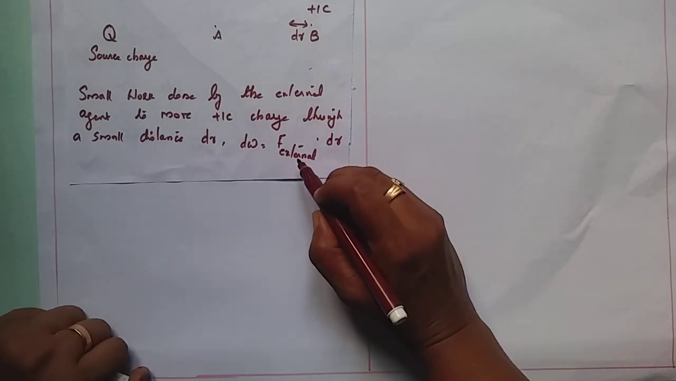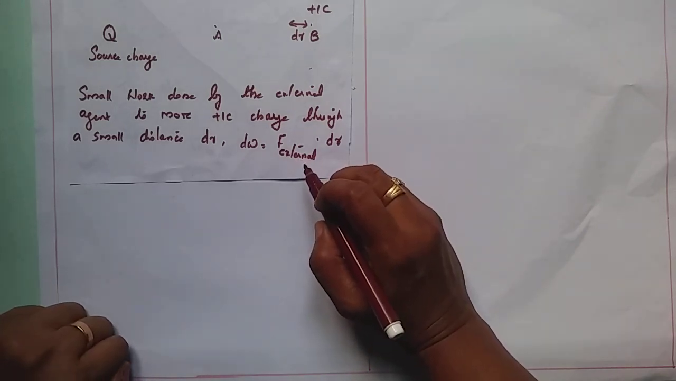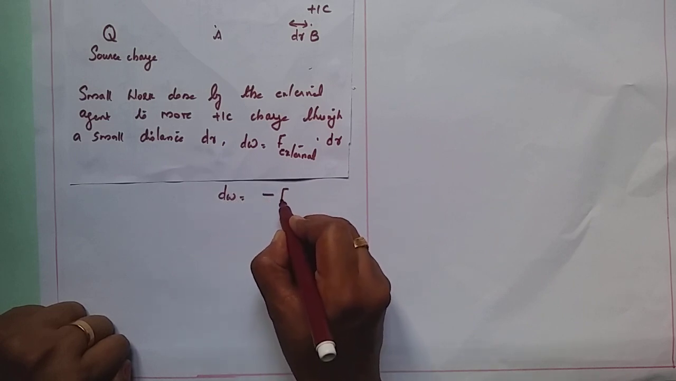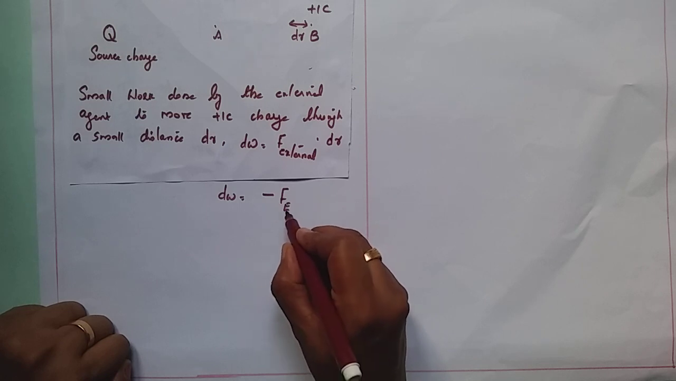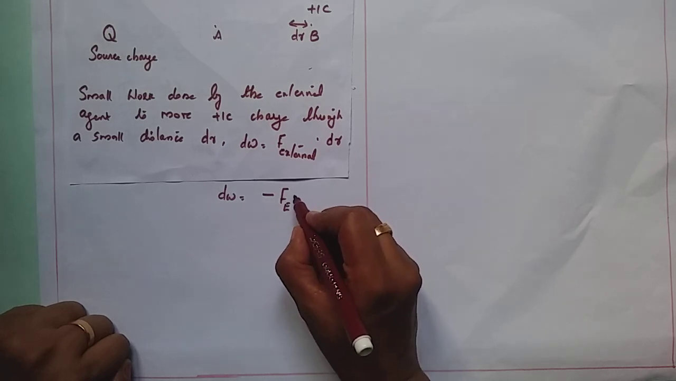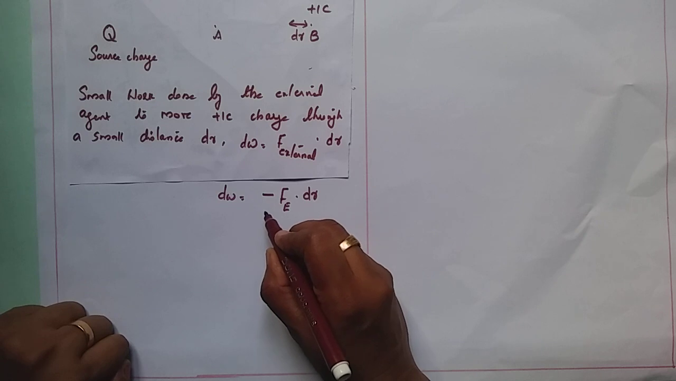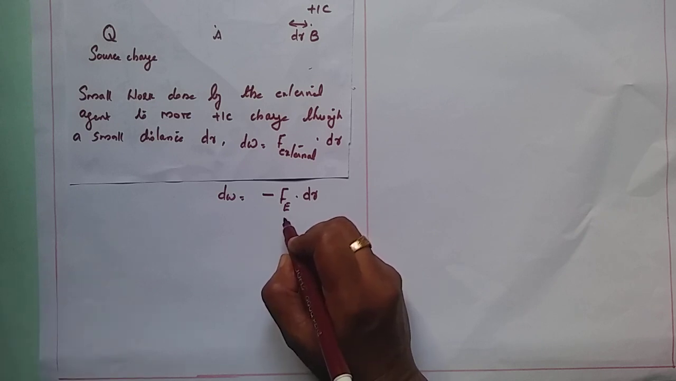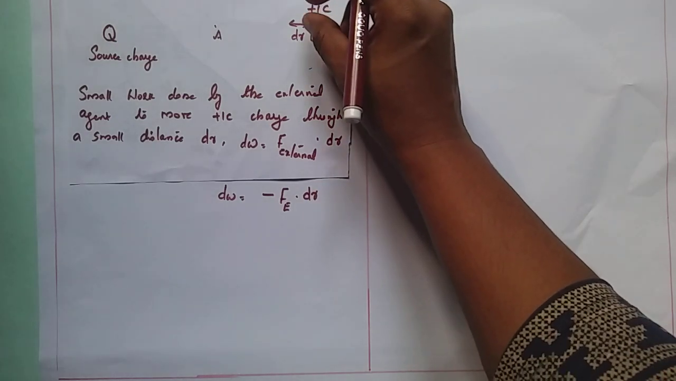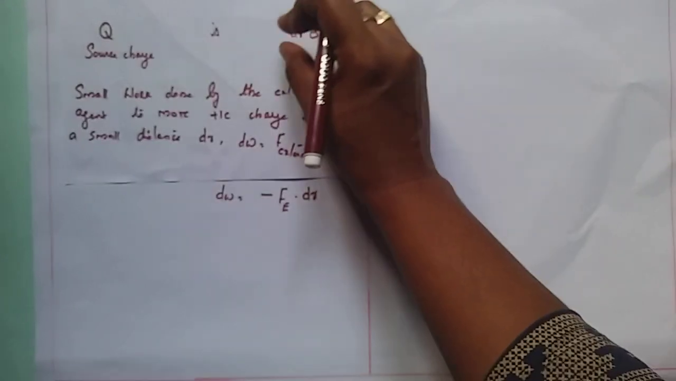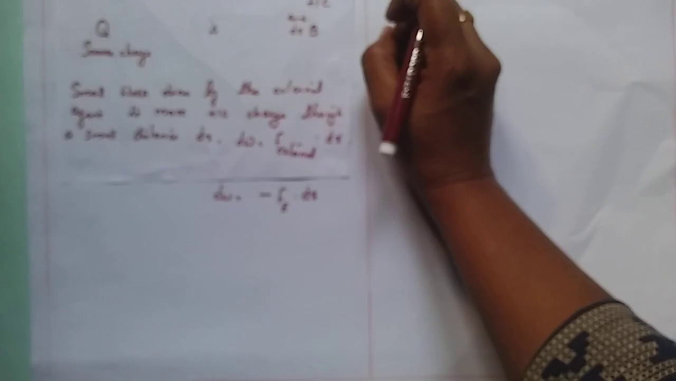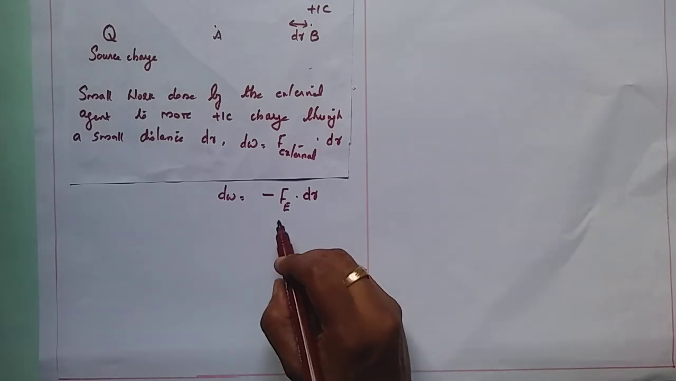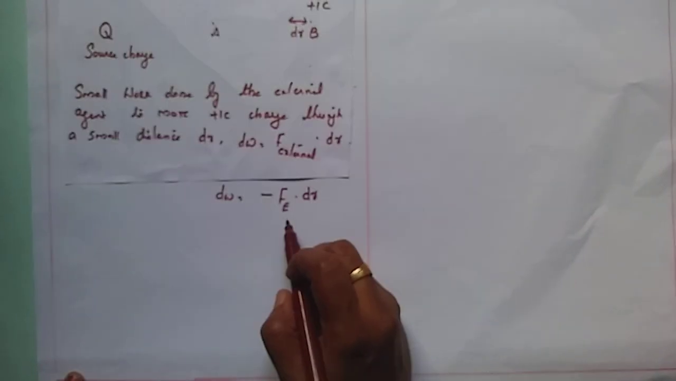But here external force is against which one? Electrostatic force or repulsion. Therefore directly we can write dW is equal to minus Fe dot dr. Fe represents the electrostatic force, that is a Coulomb force. What is the significance of the negative sign? Since the electrostatic force is against the external force. External force is moving towards the source charge, and electrostatic force is repulsion. So since electrostatic force is opposite to the external force, we put a negative sign, minus Fe dot dr.